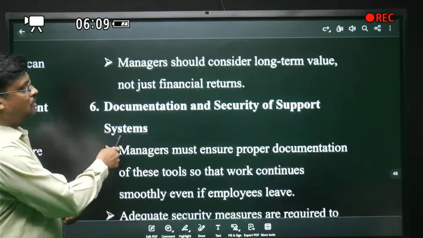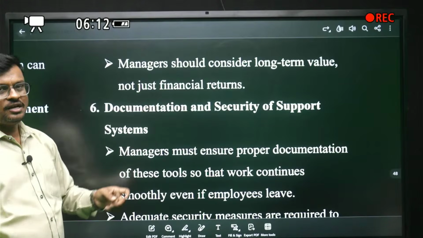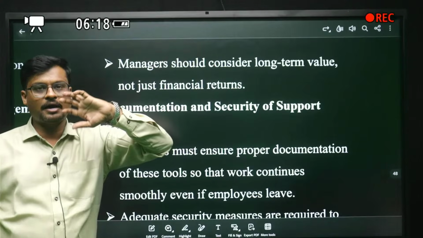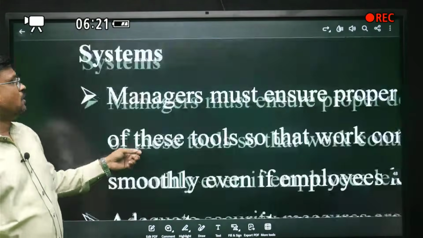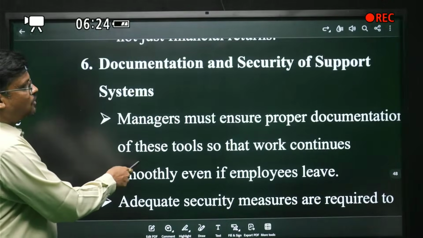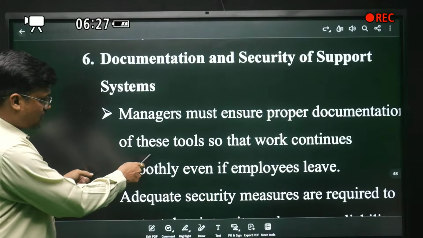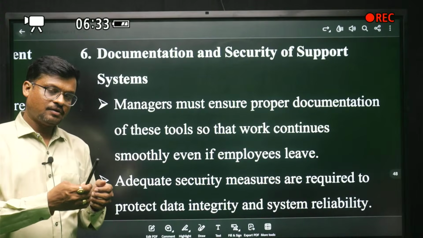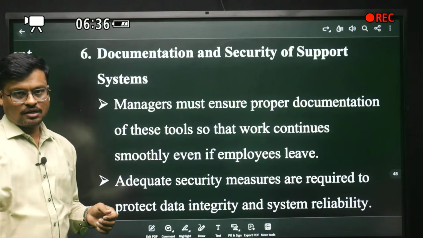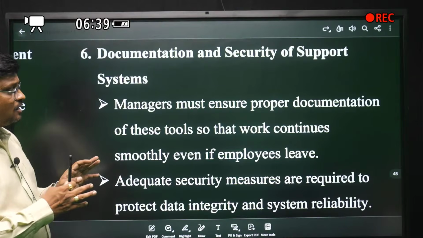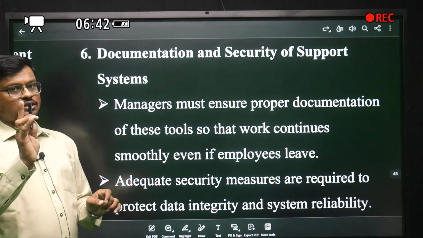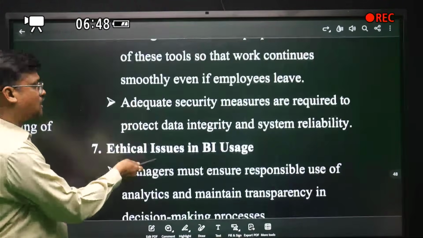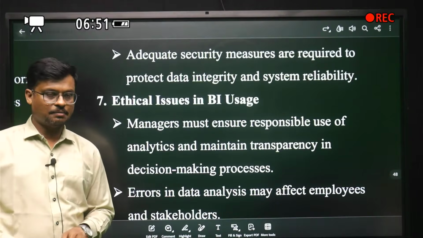Sixth, managers should consider the long-term values, not just the financial returns. They have to consider the long-term values. The establishment of your organization in the market should be the long-term goal for us. Sixth one, documentation and security support system. Managers must ensure proper documentation of these tools so that work continues even if this employee leaves the organization. Still the BI should be implemented smoothly, so proper documentation is required. As well, adequate security measures are required to protect the data integrity and system reliability.